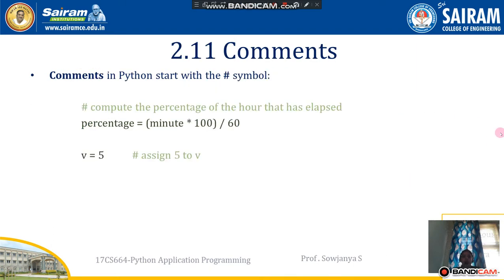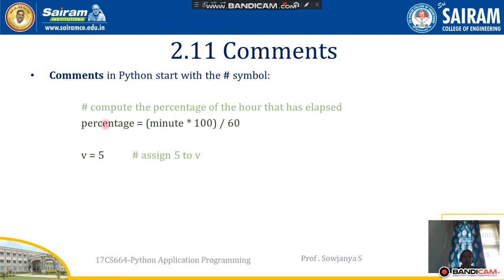Next one is comments. How do you write comments in the Python programming language? What is the necessity of comments? Whenever there is a complex program and you want to explain the meaning of each line or a particular code snippet, you can write a comment line for other users to understand. In Python, a comment usually starts with the hash symbol.